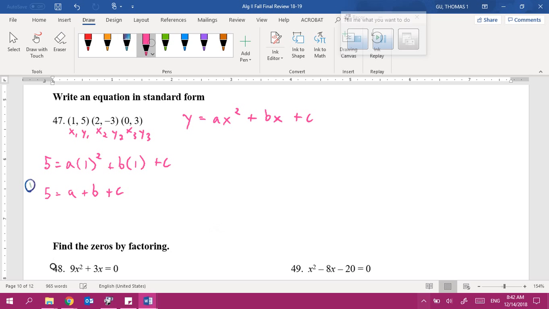And we need 2 more. So we're going to use the second point, 2, negative 3. What's the y value on the 2, negative 3? So now we're going to go negative 3 equals a times, what's x? 2 squared plus b times 2 again plus c. So notice I'm just replacing the y and the x's with each point's values. So negative 3, I'm going to simplify this. Negative 3 equals a times 2 squared. What is 2 squared? 4. So this is 4a plus 2b plus c. So there's another equation right there.